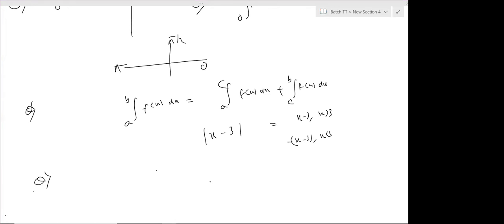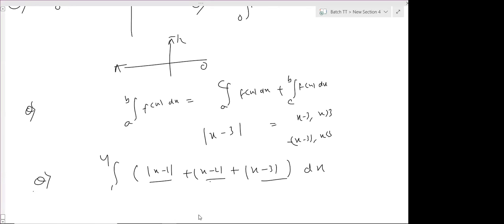So write down a question. Integration 1 to 4 modulus x minus 1 plus x minus 2 plus x minus 3, and in this question you have to open this separately. All right, break it down separately, this integration, then this integration, then this integration. So this is a long question.